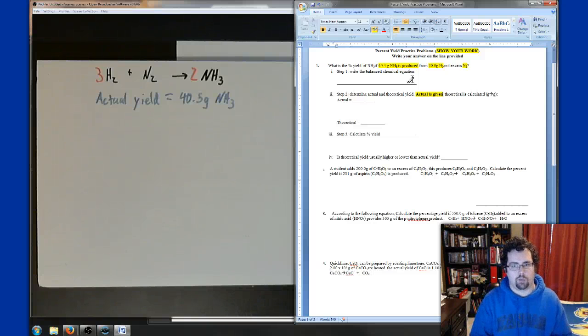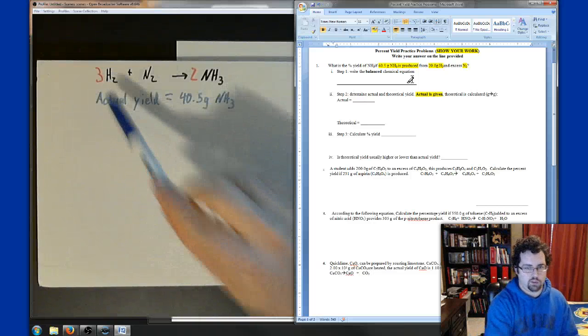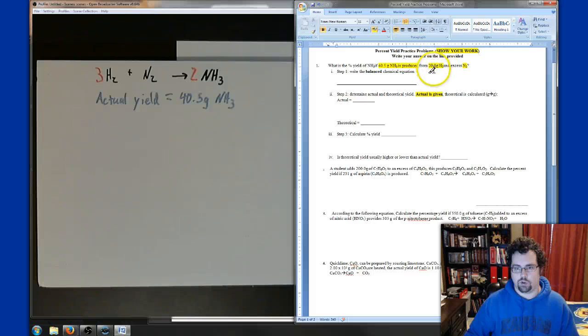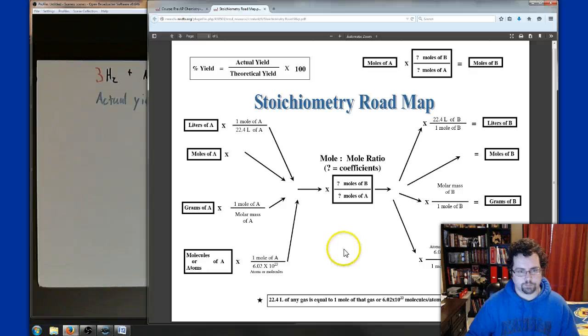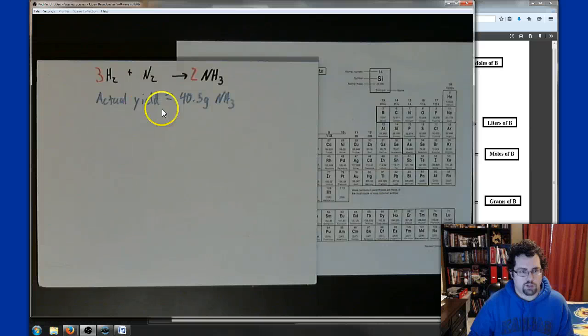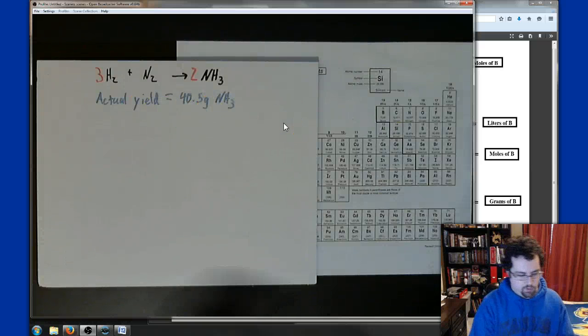The theoretical yield is how much you should get if you react a certain amount of one of the reactants. So in this case, I've got 20 grams of H2. That's what I'm starting with when I calculate how much NH3 20 grams of H2 will make. If you look at your stoichiometry roadmap, this means that I'm going through a grams to grams calculation. I'm going to take the grams of H2 that I start with and figure out how many grams of NH3 I'll end up with. Your theoretical yield has to be in the same units as your actual yield.